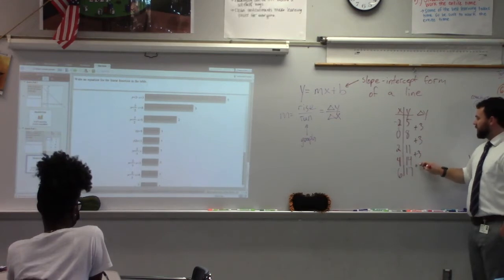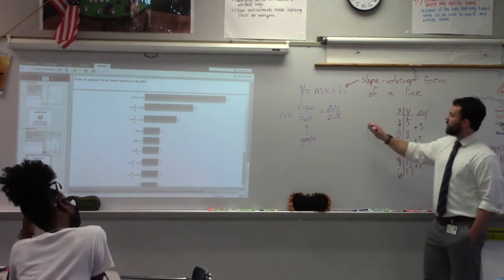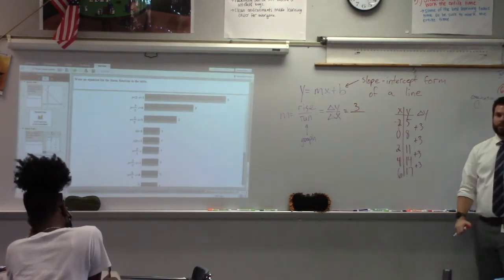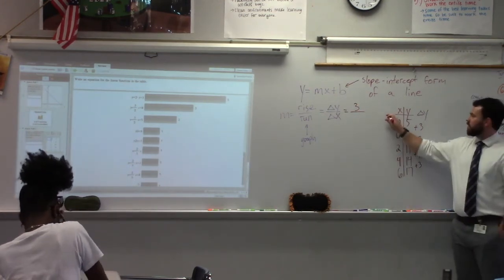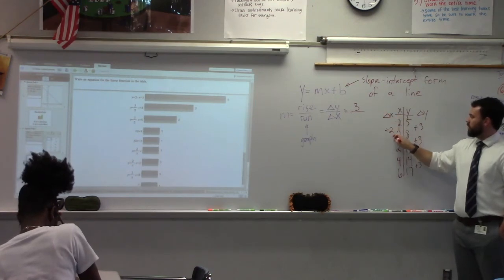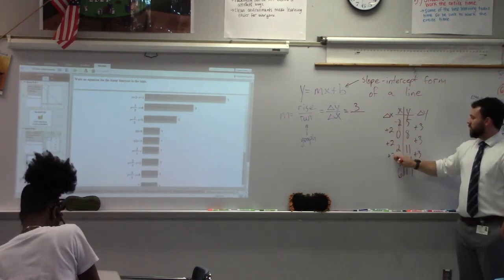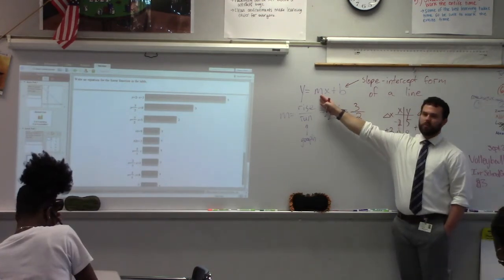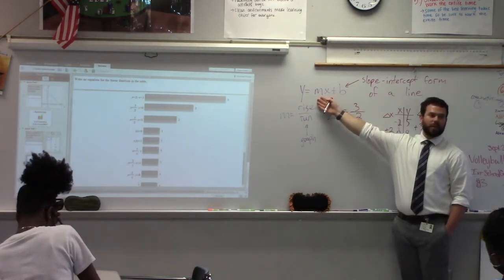A lot of us miss this. The change in y is 3. What's the change in x then? 2. That's 2. So 3 divided by 2 should have been what we wrote here for m. We need to be careful about that.